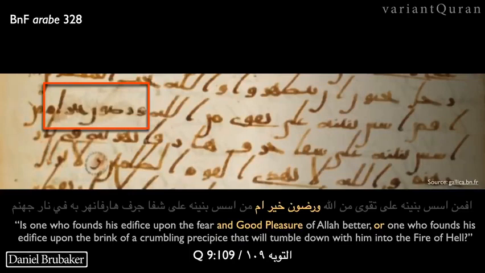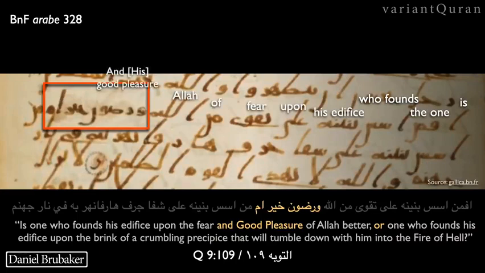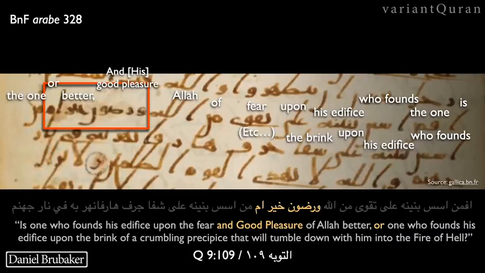The way that Majid Fakhri translates this has a slightly different word order than the way it appears in the Arabic. Literally, the Arabic is: is the one who builds his edifice upon the fear from Allah and good pleasure, meaning his good pleasure, better, or the one who builds his edifice upon the brink of a crumbling precipice. Okay, so that's the word order as it appears in the Arabic.